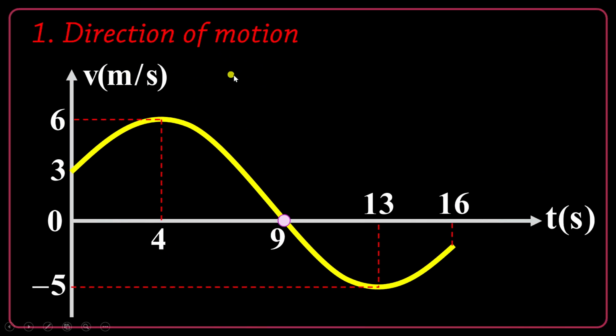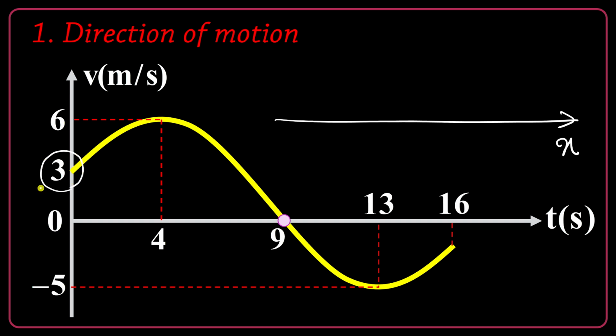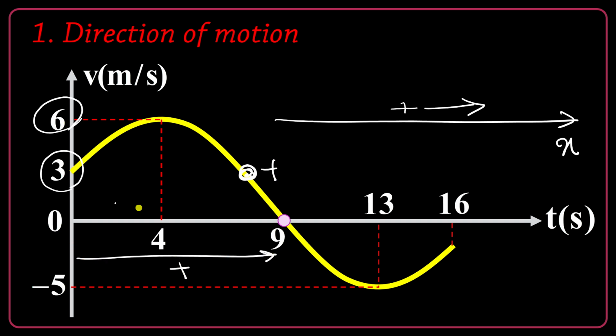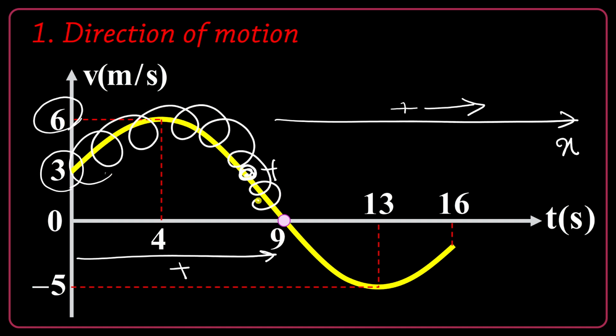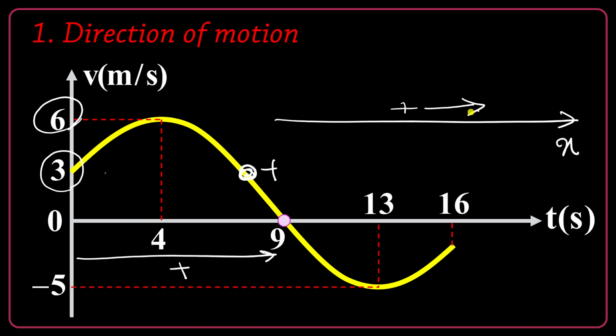Number 1, direction of motion. Suppose that this VT graph is indicating the velocity time graph of an object moving on x-axis, straight line motion on x-axis. The initial velocity is positive 3, means that at t equals 0, the object is moving to the positive direction of x. Here also the velocity is 6. Here the velocity is something, but it's positive. So from t equals 0 to t equals 9, the velocity is positive because the VT graph is above the t-axis. So the object is moving to the positive direction of x.